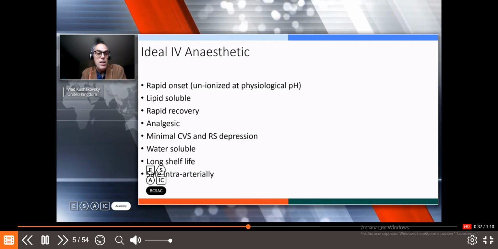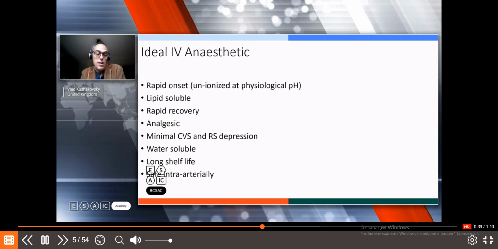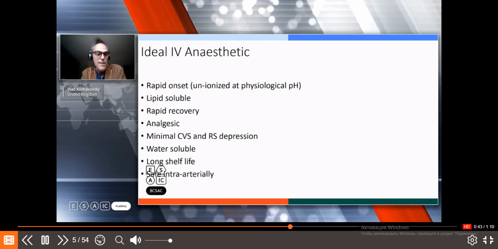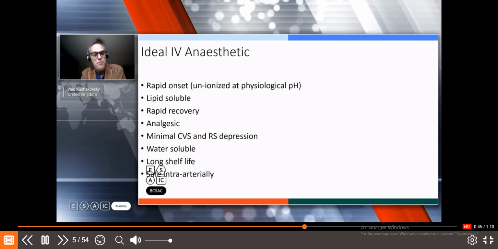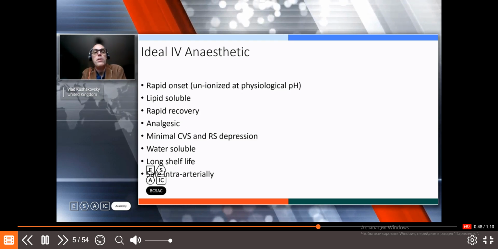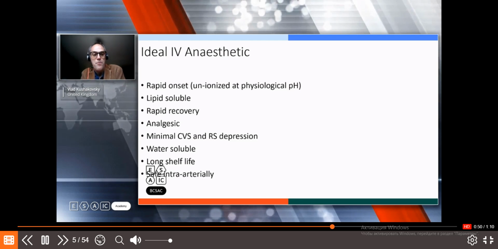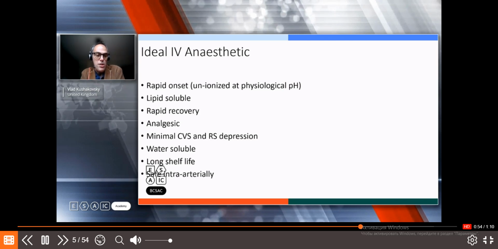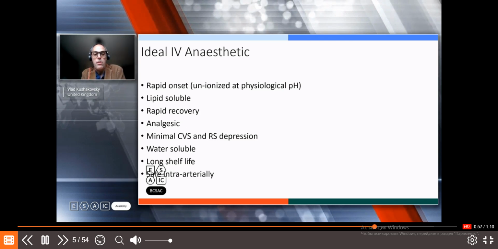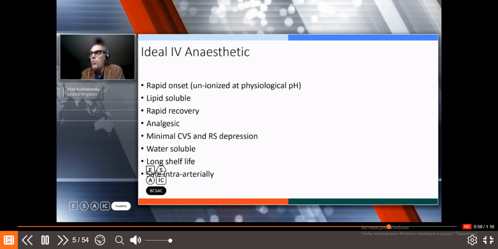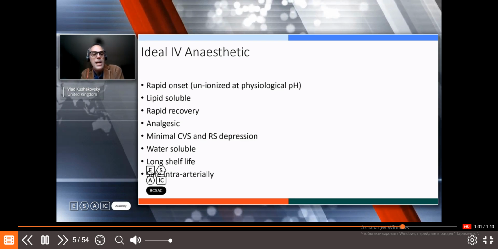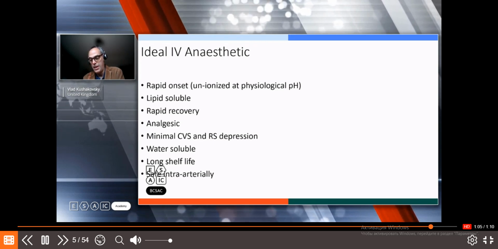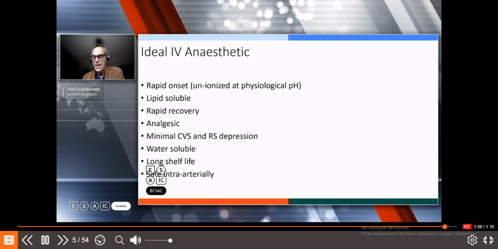It would be brilliant if all anesthetic agents had some analgesic properties, but you will know that they don't. They should produce minimal cardiovascular and respiratory depression. They should be water soluble to facilitate production and administration. They should have long shelf life, so you don't have to throw them away unnecessarily. And they should be safe if administered intra-arterially. And that's just a safety mechanism.